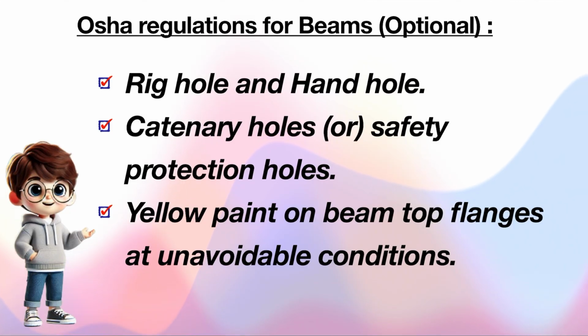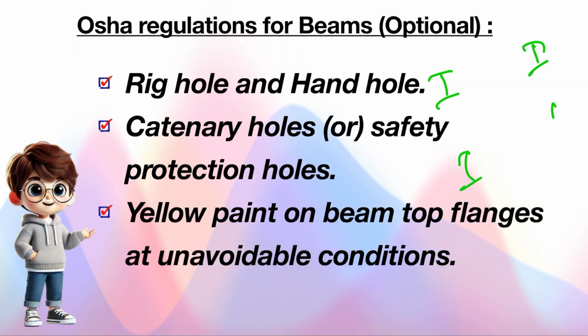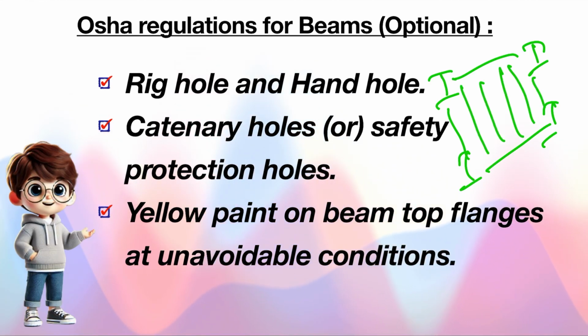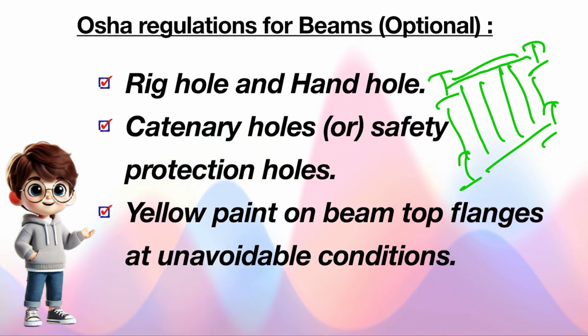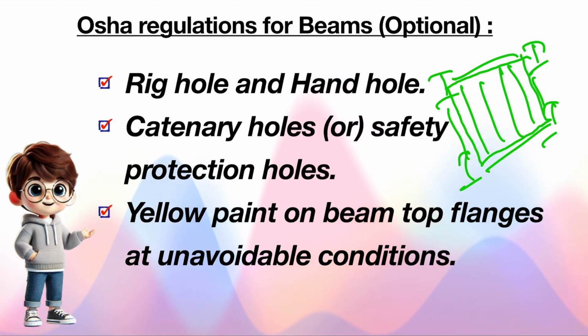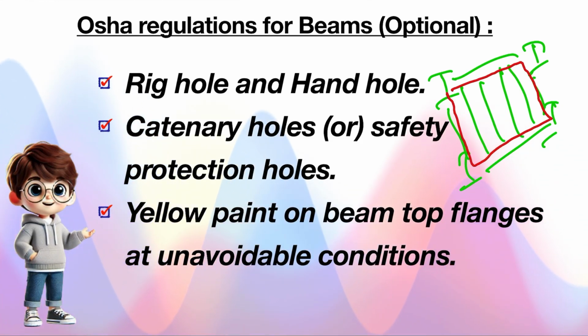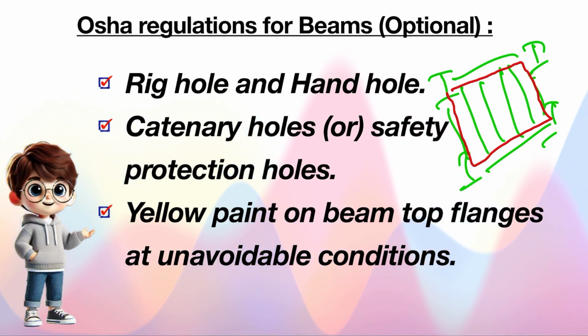Now catenary holes are safety protection holes. Earlier what we have discussed is, see, if this is a framing and there will be infill beams, like hundreds of infill beams. So we have safety cables passing at the periphery, right? We have safety cables passing at the periphery using holes which we have provided in columns. We call them safety cable holes.